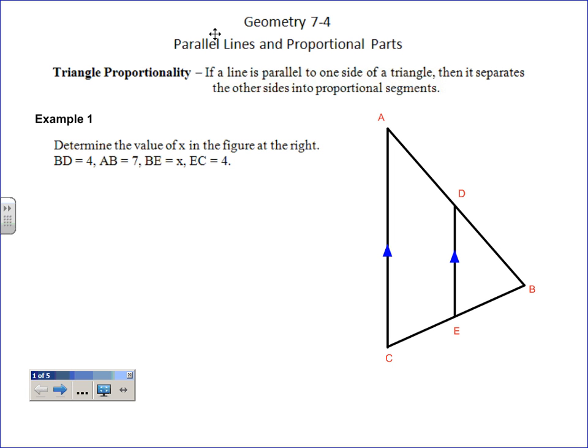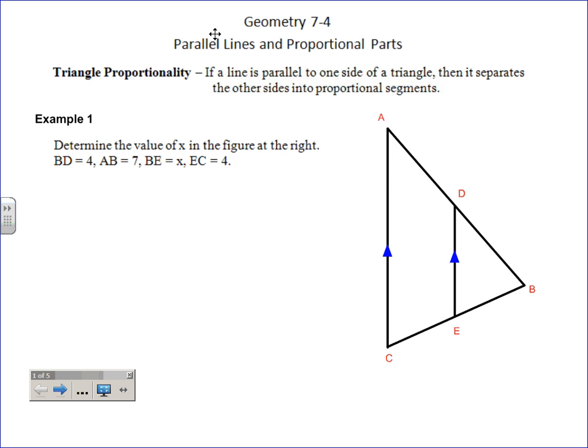Make a good note, though, that it doesn't necessarily work for the parallel lines. Pretty much any of the other pieces, we can set up a proportion for. But stay away from the parallel lines for now. We're going to learn about that a little later. So why don't you go ahead and fill in that information that we have there.